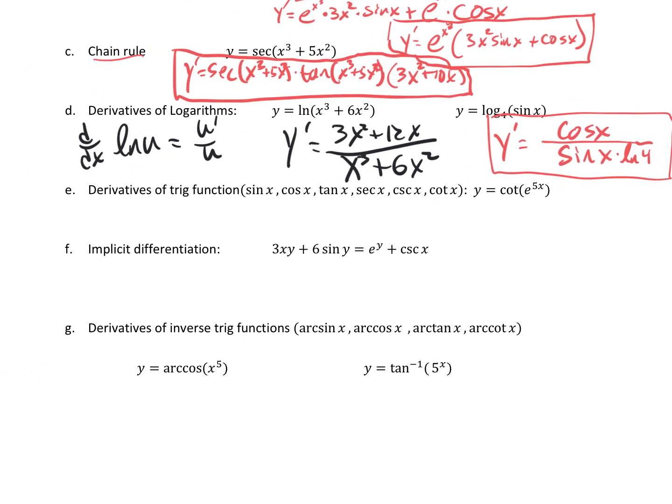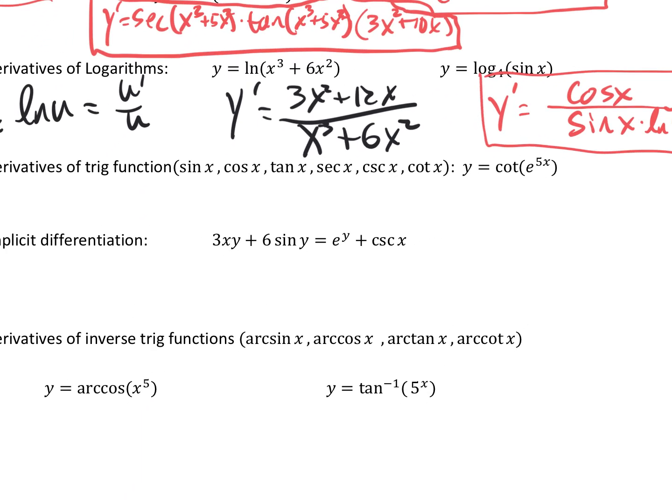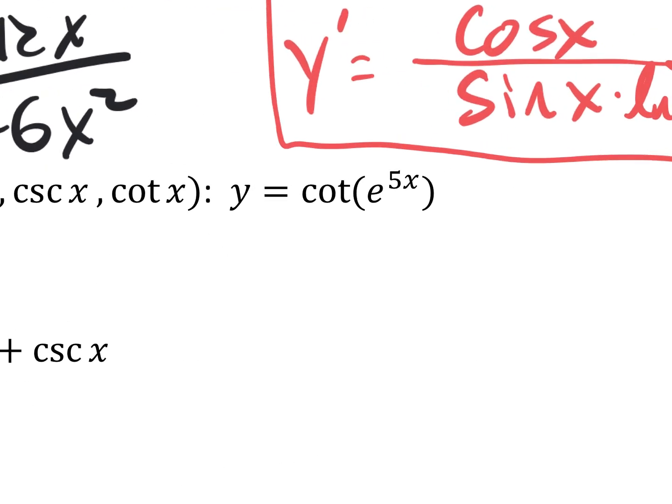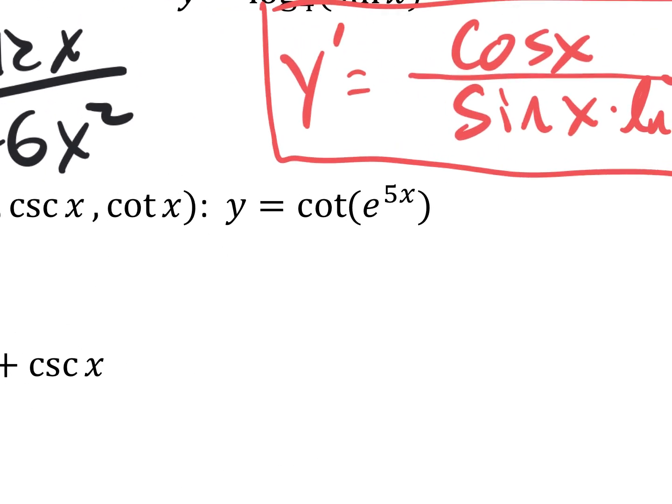Well, what about our trig functions? We've used a couple there, sines and cosines. We should be familiar with the derivative of all these trig functions here. Okay, so let's go cotangent here. So the derivative of cotangent is negative cosecant squared. So y prime is cosecant squared, make it negative, of e to the 5x.